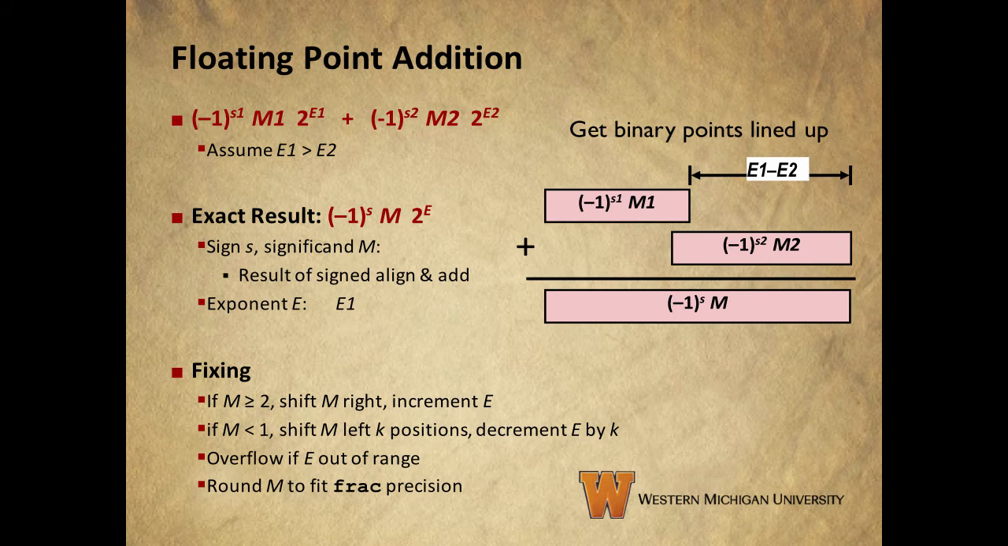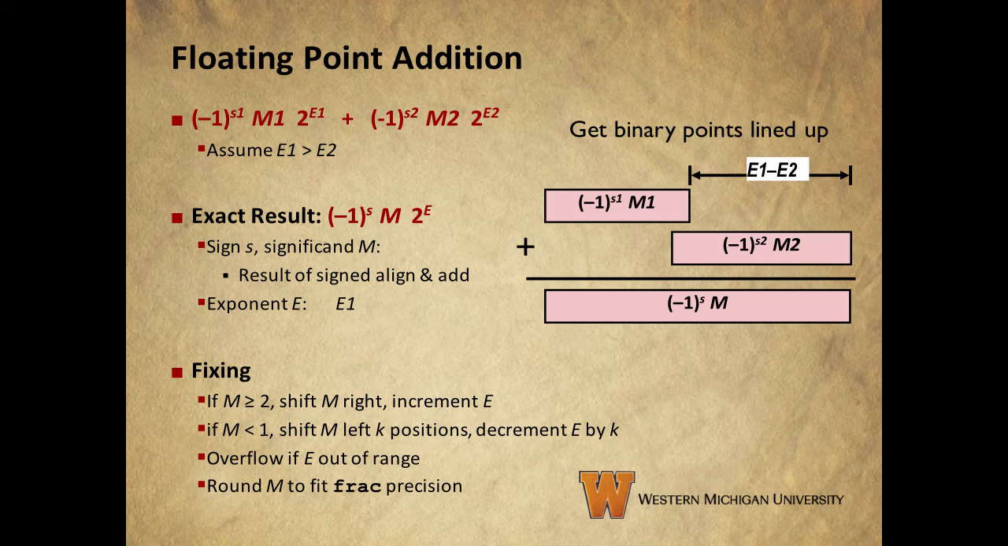Now on to addition. Note that we're assuming that E1 is greater than E2. First, we need to get the binary points aligned, which we can do by shifting the first significand to the left by E1 minus E2 bits. We then do a simple signed addition of the shifted M1 and M2. This gives us our values of m and our sign bit s. The exponent will simply be E1.